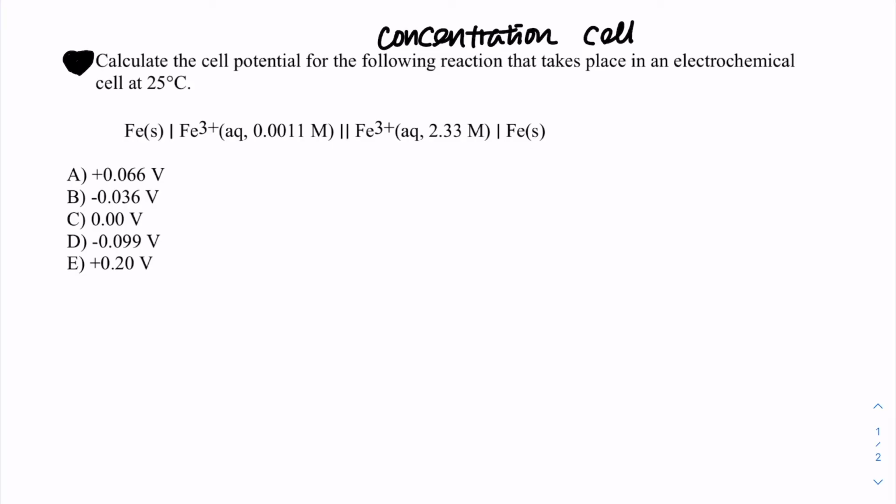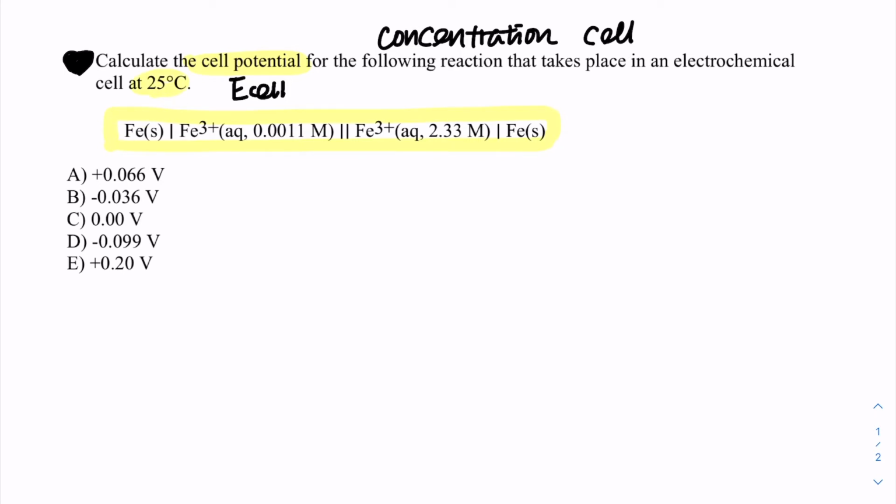Hello everyone, this video will talk about an example question on concentration cell. Okay, so now let's start reading this question. This question asks us to calculate the cell potential, and it gives us the cell notation and the temperature. That's all we have.